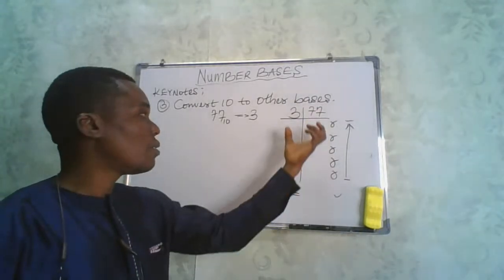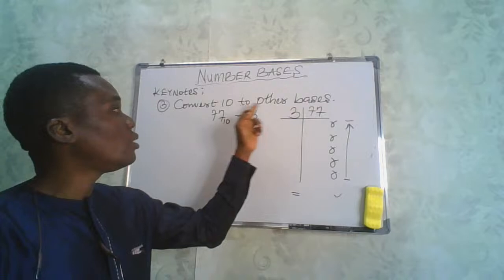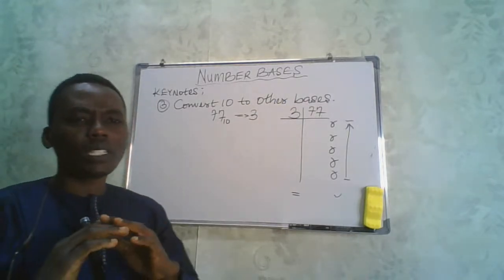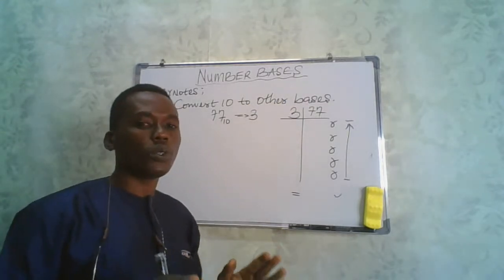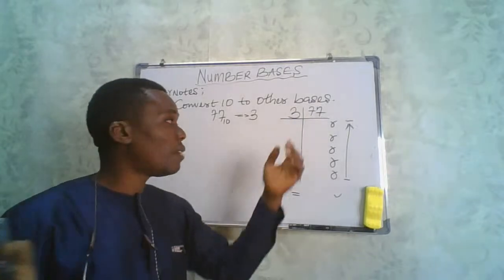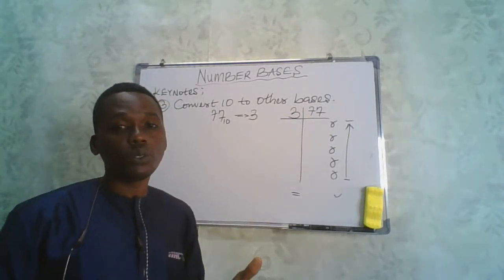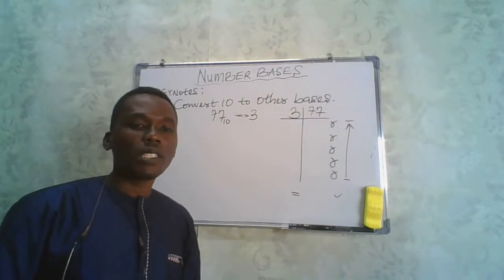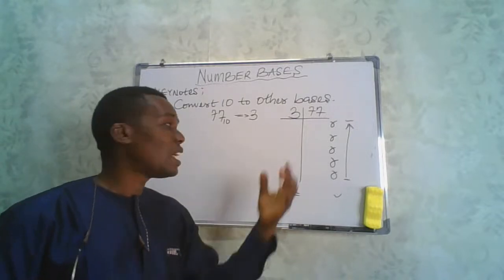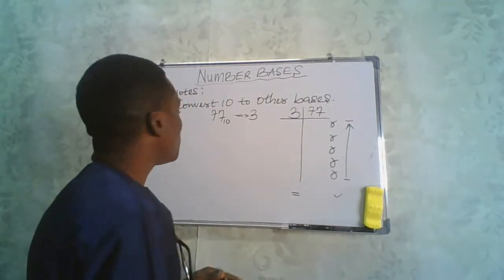So whenever you are given any question to convert from base 10 to other bases, you can simply do it. You have no issue but to go about dividing by the base you are converting to. And once you do that, pop, your answer will pop out. So that is keynote 3.